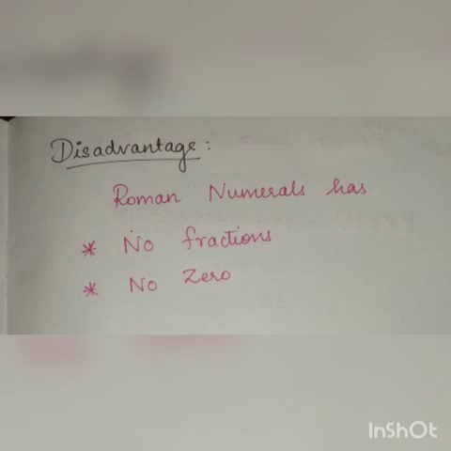There are disadvantages for Roman numerals also. The main disadvantage is that Roman numerals have no fractions and no zeros. So without zeros and fractions, can we deal with Roman numerals? That is why we are not using Roman numerals everywhere. Only specifically we are using them in a few areas.